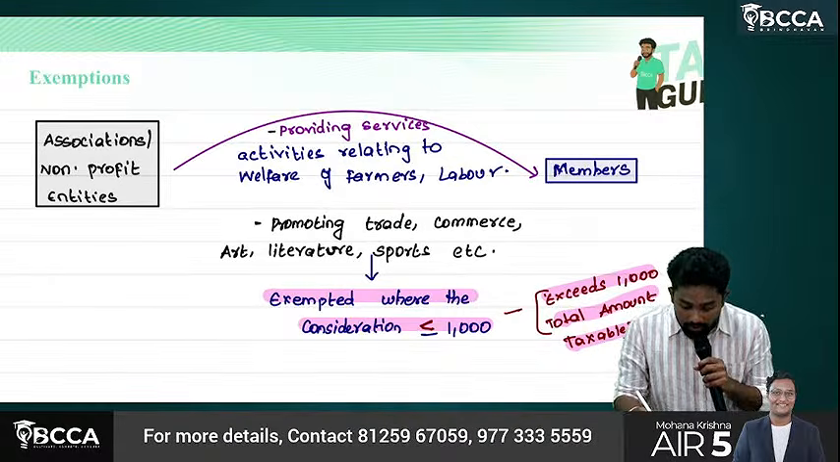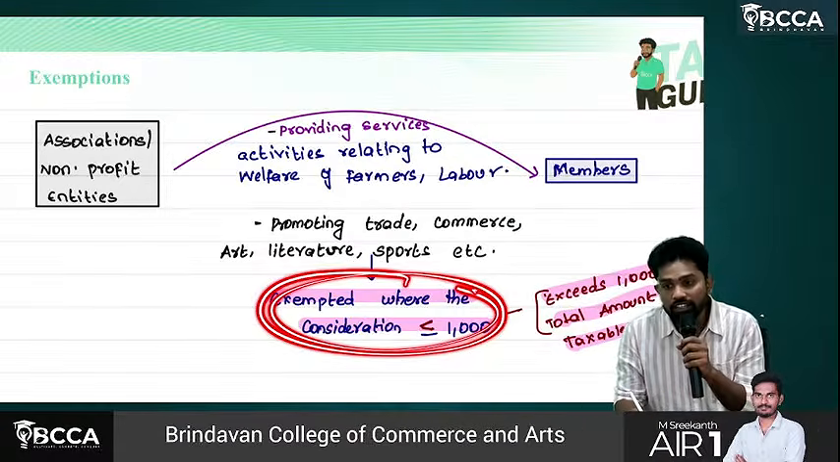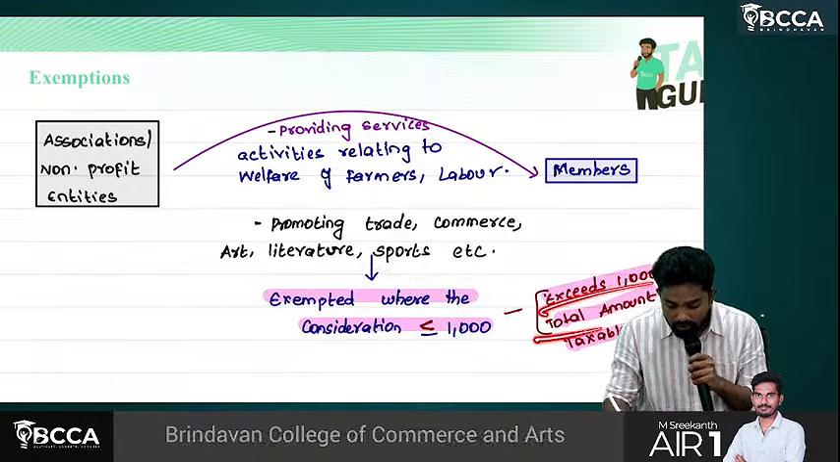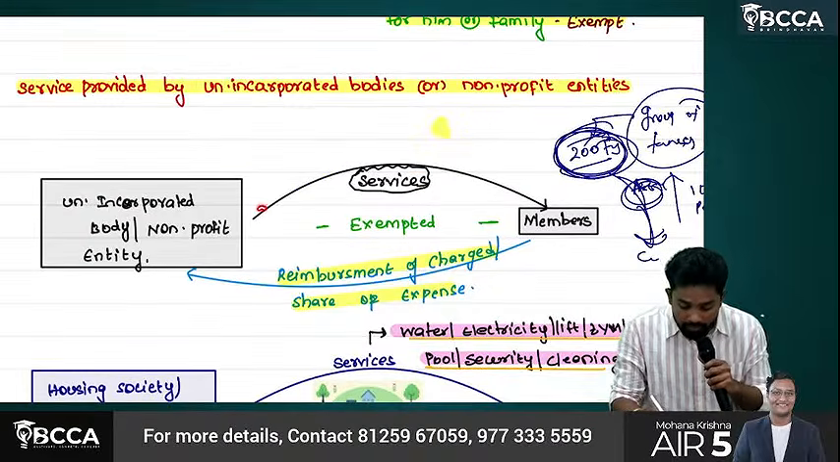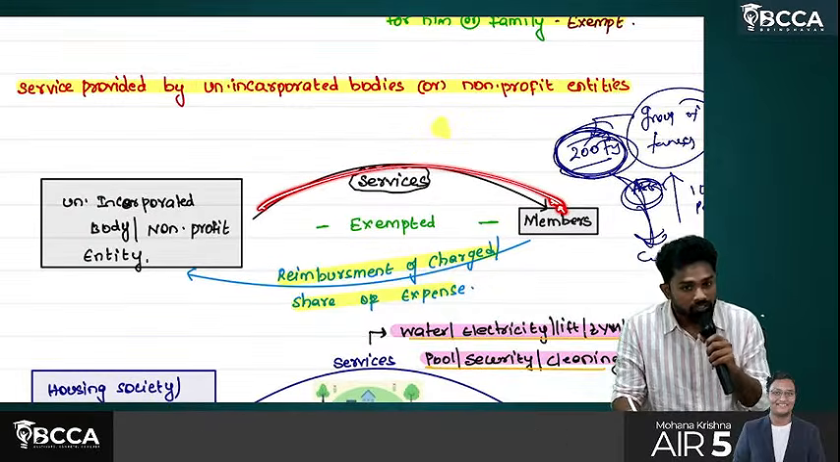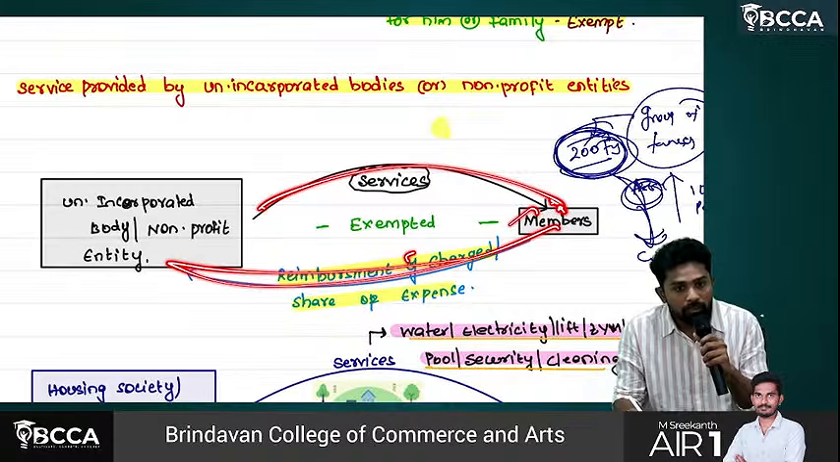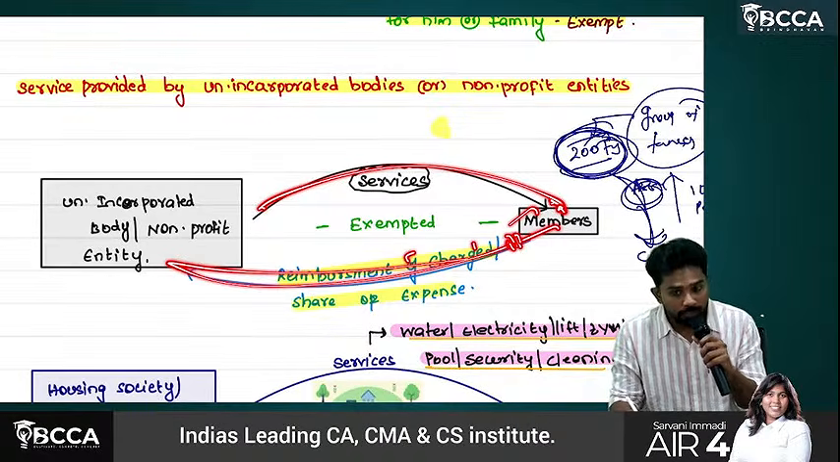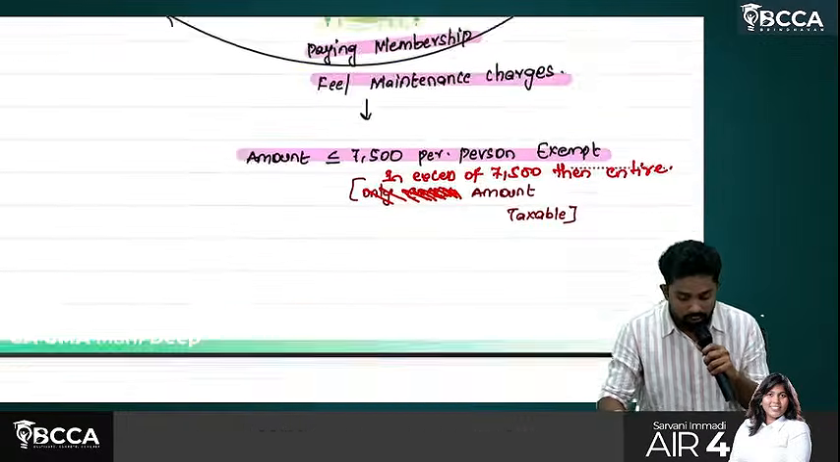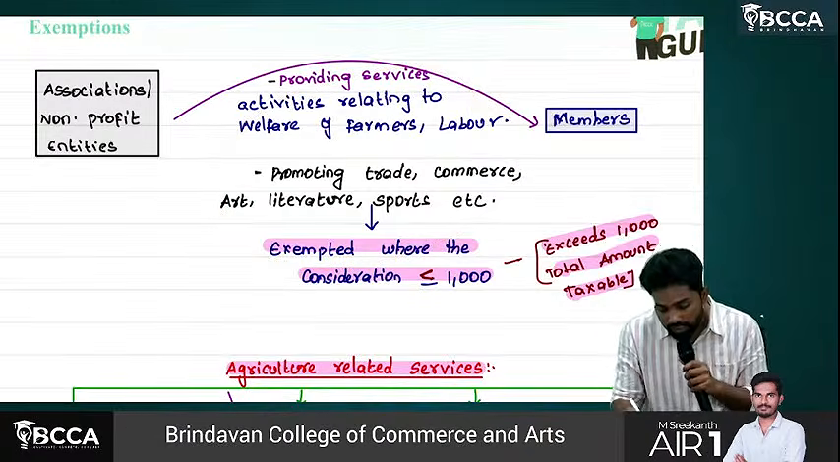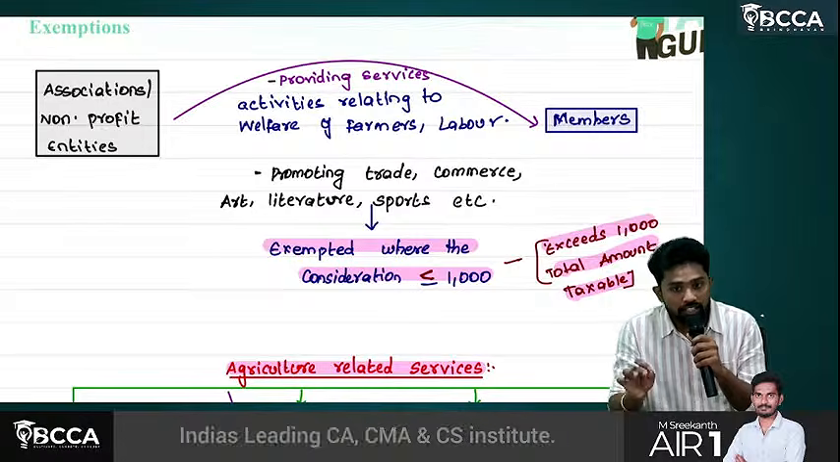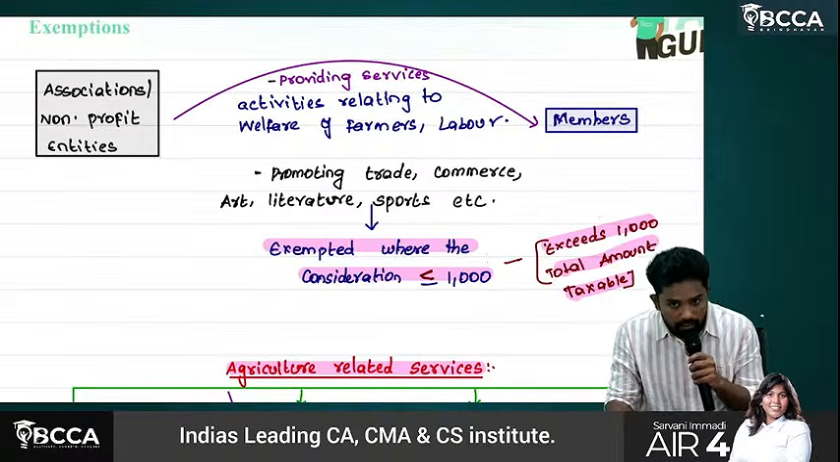So for that, if the membership fee paid is less than 1000, exempted. Above 1000, then the total amount is taxable. Sir, here what is happening? There is a direct benefit to the member. For that benefit, if what is paid is reimbursement of charges or share of expenses, then it is exempted. Here there is no direct benefit, only overall community benefit. That also, if the membership fee paid is less than 1000, exempted. Understood, na sir?